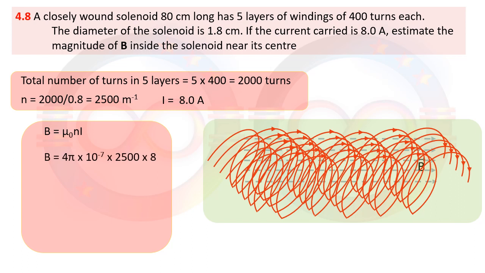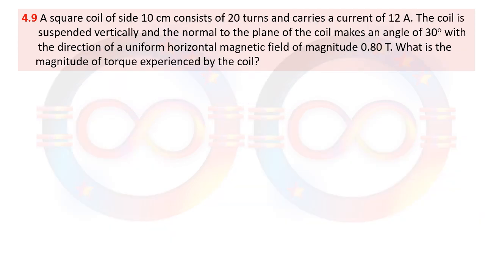So it is mu naught, 4 pi 10 raised to minus 7, N is 2500, and current is 8 ampere. After multiplying and simplifying, we will be getting 8 pi into 10 raised to minus 3 Tesla. If we multiply pi, that is 3.14, into 8, we will be getting 2.25 into 10 raised to minus 2 Tesla. Then question number 9.